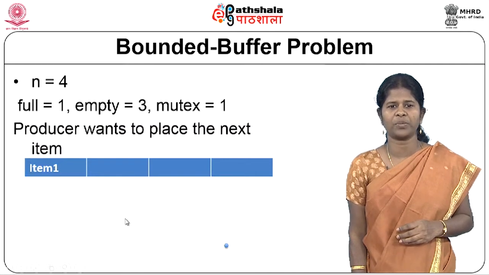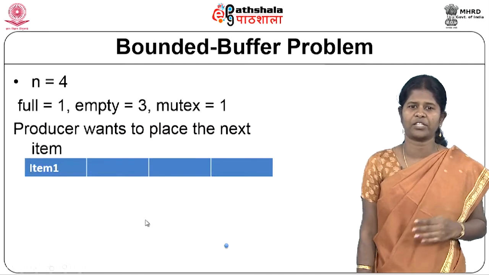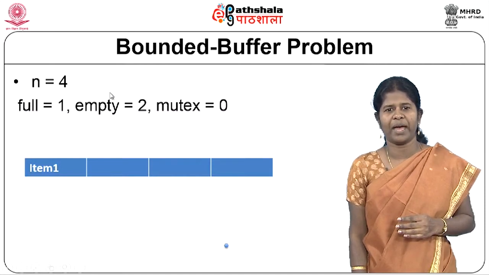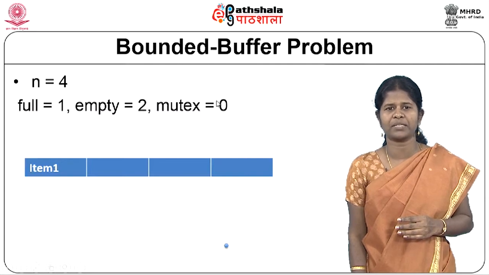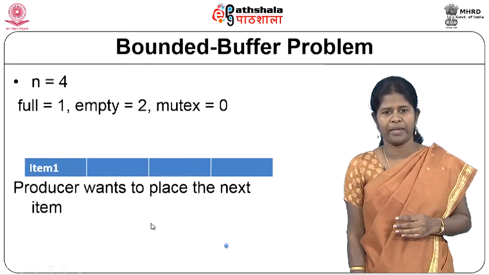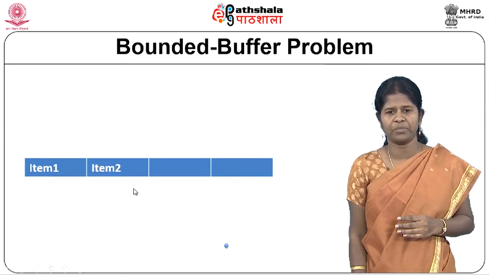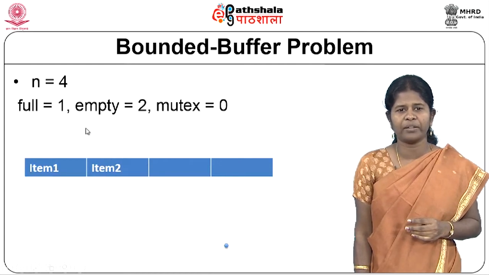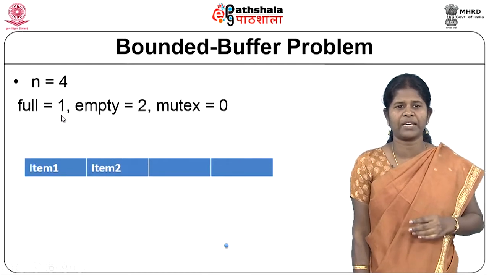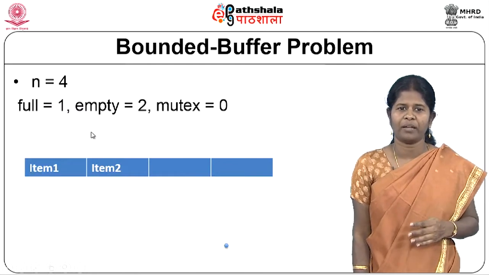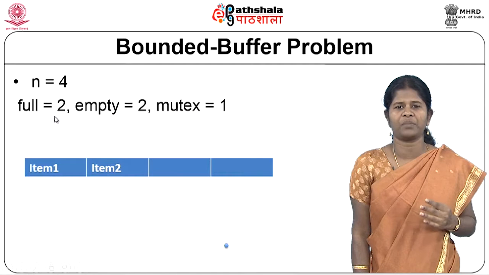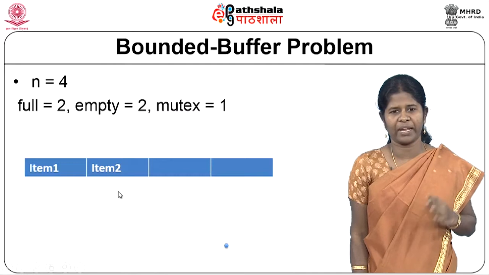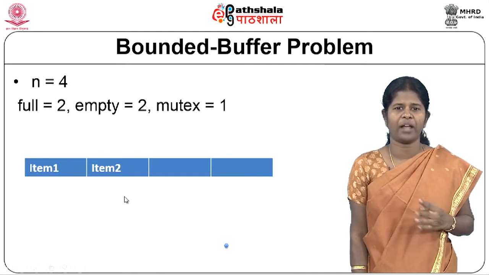Now if the producer wants to place the next item, again it should wait on empty, wait on mutex. So, it waits on empty and empty becomes 2, waits on mutex and mutex becomes 0, and then it places the next item. The next item, item 2, is placed in the buffer. And what happens to the full semaphore after placing the item? Full is incremented and becomes 2, and mutex becomes 1. So now the second item is placed and all semaphores are updated.